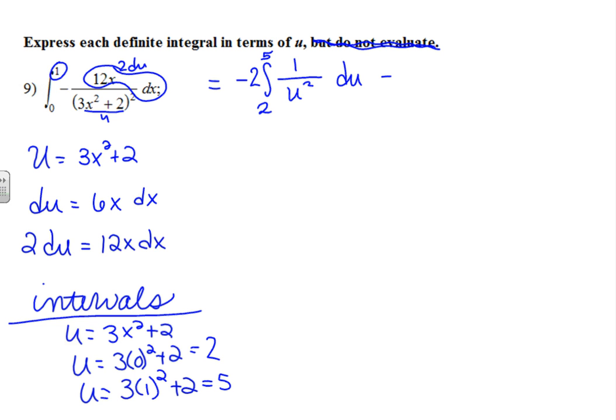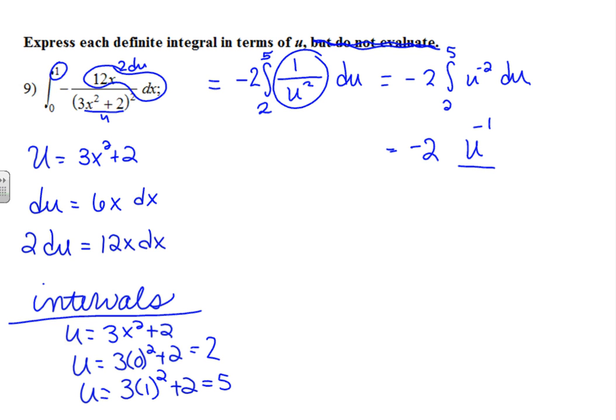Now we just need to integrate. This will be negative 2 integration from 2 to 5, u to the negative 2 du. I like getting them written just exponentially, not as a fraction format, like it was back here. So negative 2. The integral of u to the negative 2 is u to the, add 1, reduces our power to negative 1.